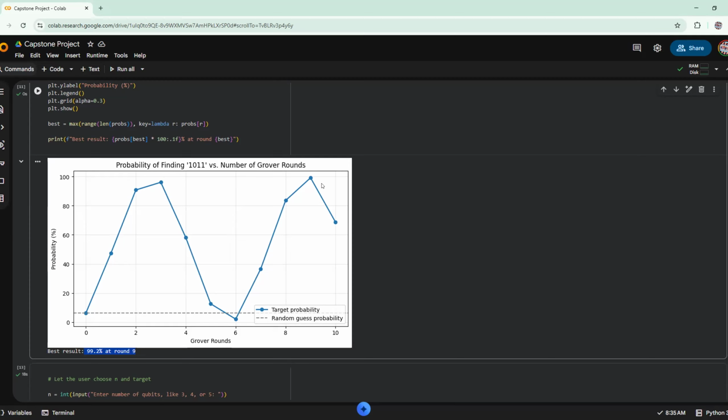But in reality, when I simulated it, I got 9. And this gray line over here is the random guess. If you were to randomly guess to find the right answer, that's 1 over 16, about 6%.